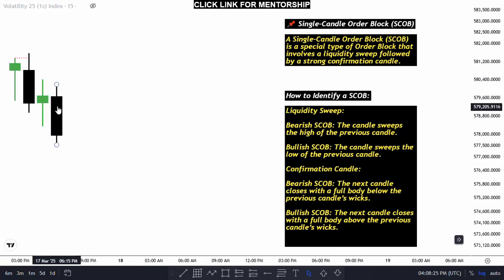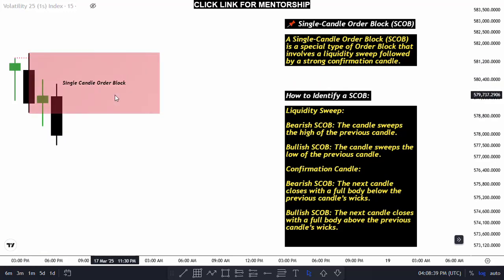When this candle comes and then closes below all these wicks here, this is why here it's written wicks, not just wick. It can also be wicks. So the moment that happens, then you have a single candle order block. This is confirmed as a single candle order block. Now, as you can see, there is no fair value gap right here. You can have another candle here. There's no fair value gap here, but you still have an order block.